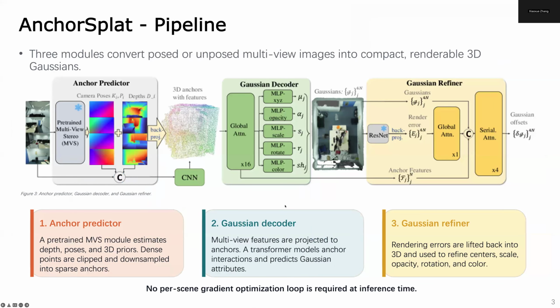The full pipeline has 3 modules. The anchor predictor estimates geometric priors and produces sparse 3D anchors. The Gaussian decoder projects the multi-view features to these anchors and predicts the Gaussian attributes. And then, the Gaussian refiner uses the rendering residuals to correct the remaining artifacts. Importantly, the inference remains feed-forward with no per-scene gradient optimization.